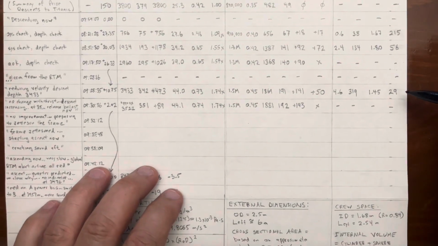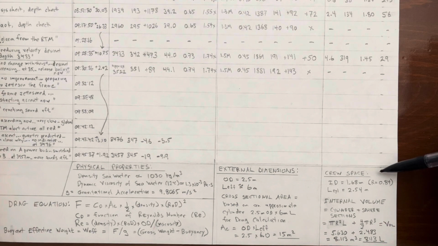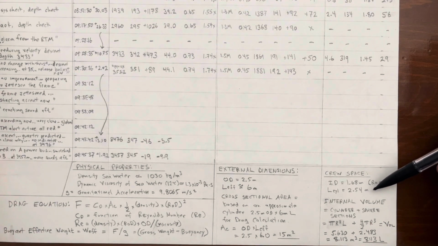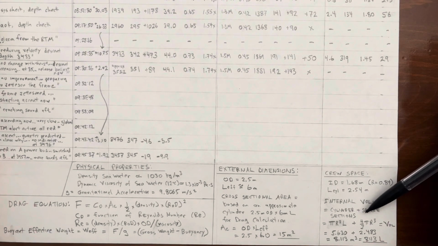So what I did was I took the inner dimensions of the crew space, again off the various sources on the internet. The ID, that's inner diameter, is about 1.68 meters. That's a radius of 0.84. The section that's a cylinder, the titanium spool wound with carbon fiber, is about 2.5 meters in length, 2.54. So the internal volume is going to be the sum of the cylindrical section plus 2 hemispherical sections, which is basically another sphere.